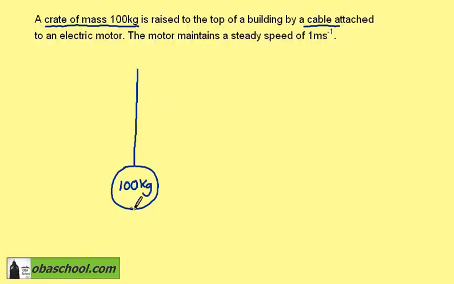To this diagram, we can now add the weight of the object, 100 times g, where g is the acceleration due to gravity. The weight of the object is mass times gravity. Throughout this course, we'll be taking the acceleration due to gravity to be 9.8 meters per second squared.